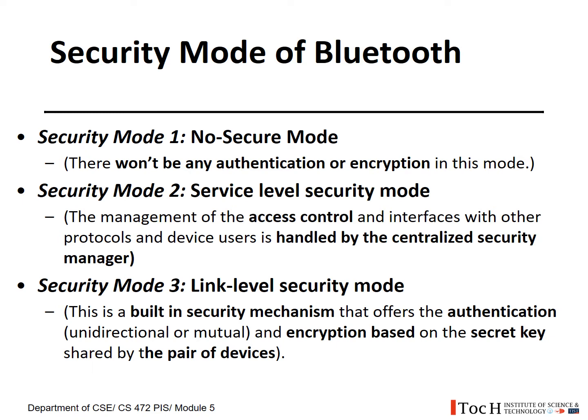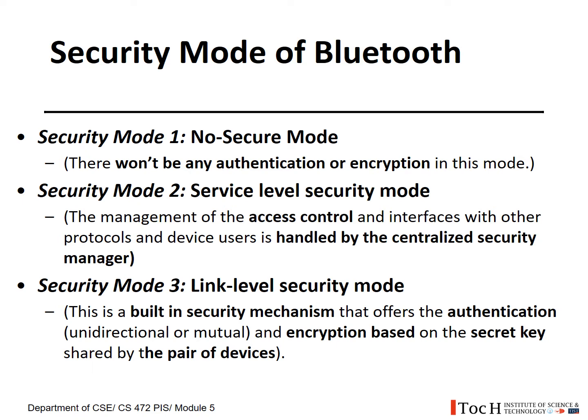To explain in detail the various security modes of Bluetooth, there are three security modes. The first is security mode 1, which is basically a non-secure mode. In this mode, there won't be any authentication or encryption. That is, the Bluetooth devices can be easily connected to other devices without any security measure. The second security mode is service level security mode. In this security mode, the access control is handled by a centralized security manager. It includes authentication, confidentiality, and authorization.